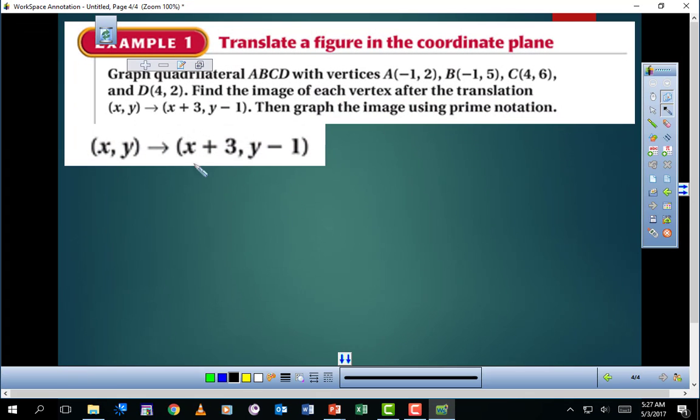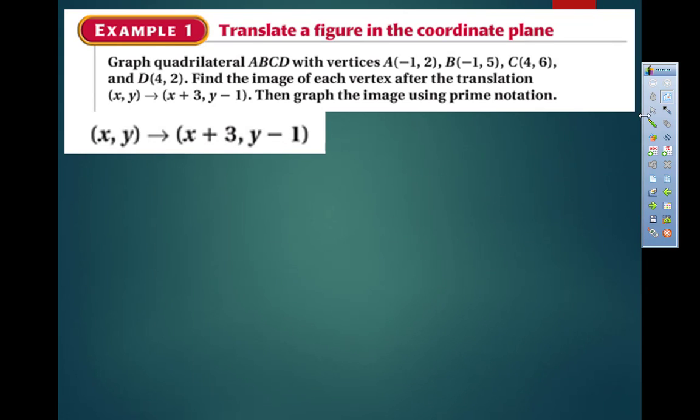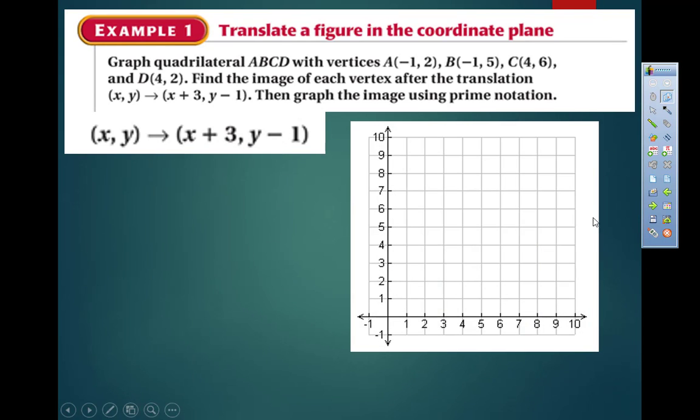Now, what we have here is what the rule is. And so this says you take your x's and you add 3 to them. And this says take your y and subtract 1. The effect that that has is that it moves an object 3 units to the right and down 1. Now, to make this easy for yourself, I always recommend doing 2 things.